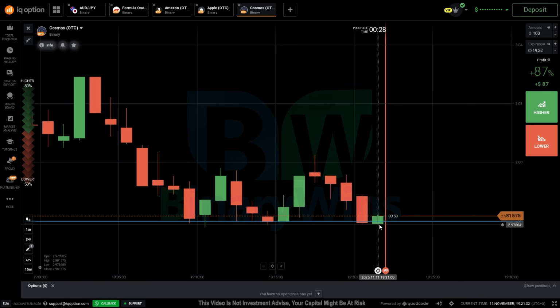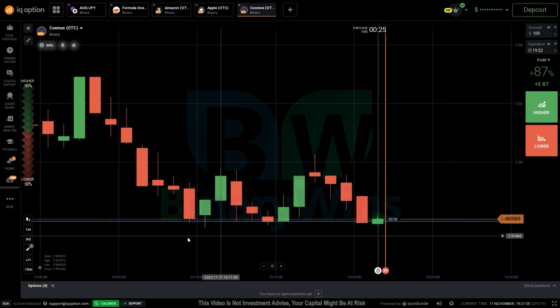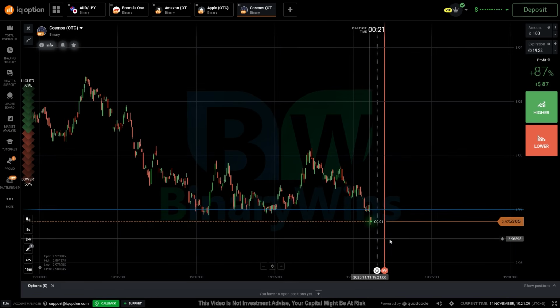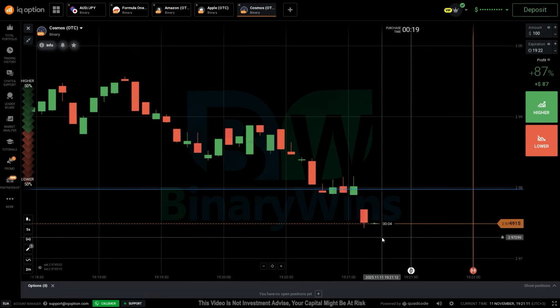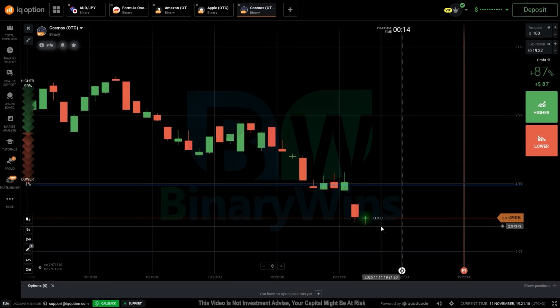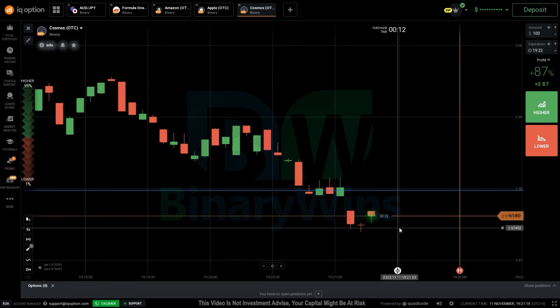My candle closed on the level. I'm going to go to the 5-second time frame to check the momentum of the candles there. Of course, my trend is down and there is a possibility of a breakout of the level.